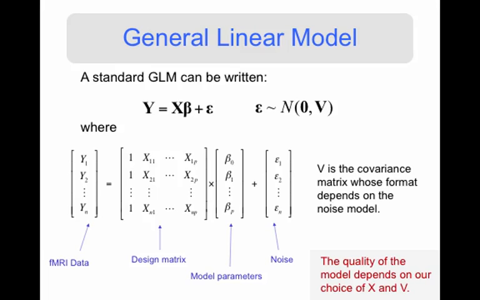Now, V is the covariance matrix whose format will ultimately depend on the noise model. So for now, we can basically just assume that it's independent, IID, so it's an identity matrix times some constant. Now, how good is this model? Well, the quality of the model will ultimately depend on our choice of the design matrix and the variance covariance matrix. So we're going to put a lot of energy into making appropriate choices for X and V, because that's going to ensure that our model is going to fit the data well.